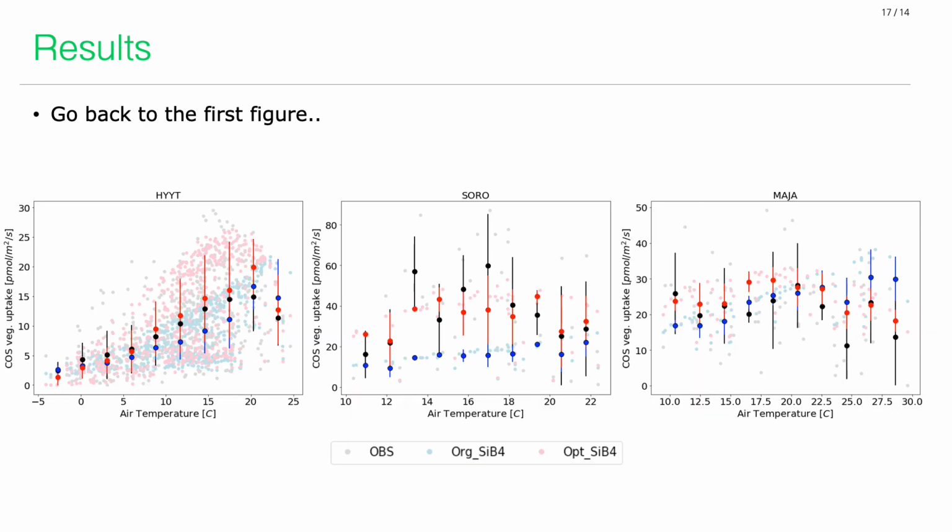Okay, so let's go back to the first figure. Here we add the optimized COS uptake as the red dots. As you can see, the red dots make a better estimation, with similarity in the variation in Harvard Forest, and they can follow fluctuations in Sorø, especially the denaturing patterns, compared to the blue dots, which are the original SiB4 model.